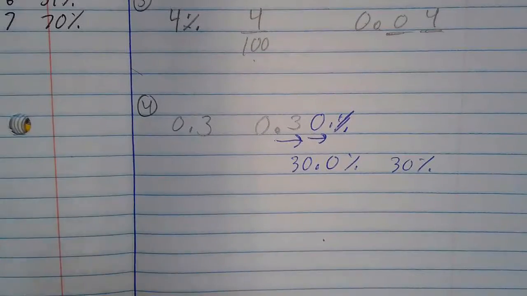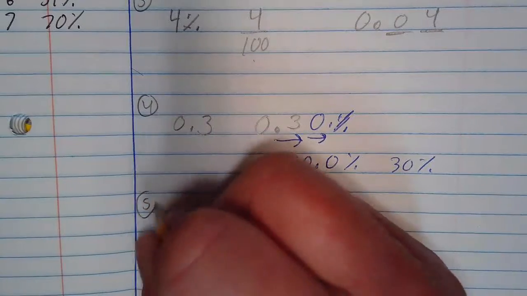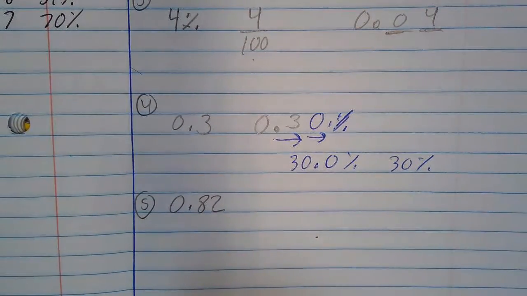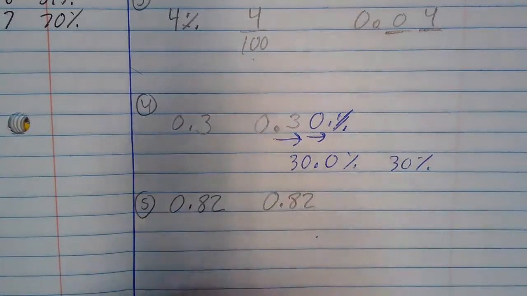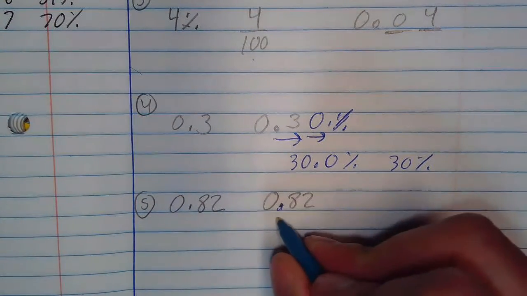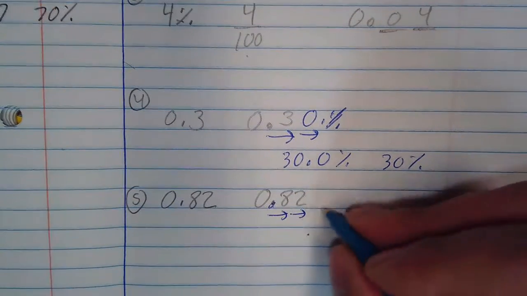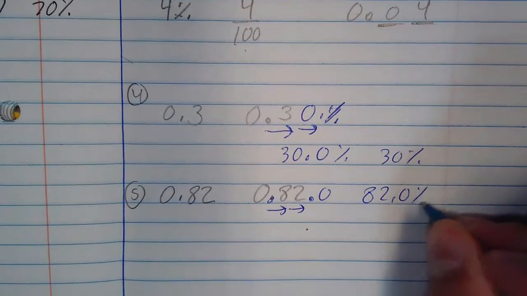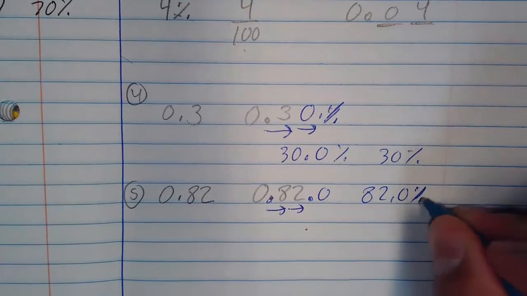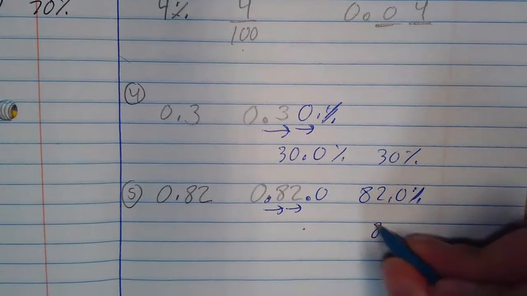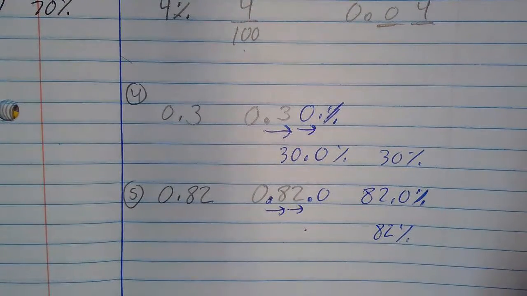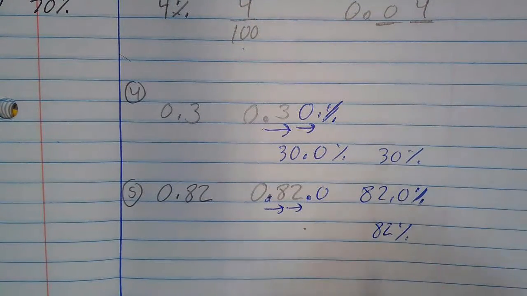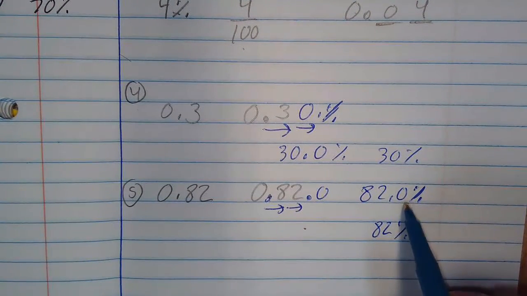The next one I'm going to do a little slower, because I think I might have lost some of you already. Number 5, 0.82. I'm going to move the decimal point to the right 2 spaces, 1, 2. So it becomes 82.0. I add the percent symbol, and I can take away the 0.0. And it's just 82%. Again, as you're copying this, please add notes to yourself. Don't forget to remove the 0.0 if there is one.